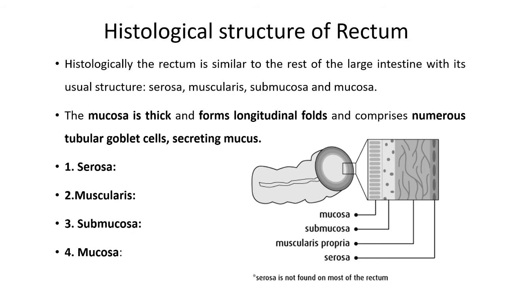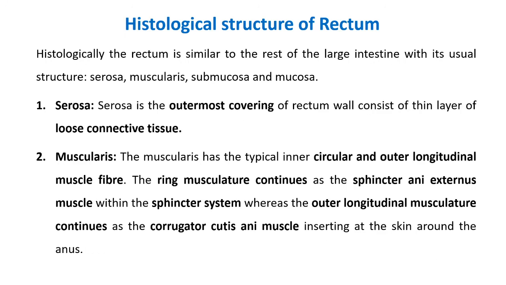As I said, it is a sac-like structure, and this sac-like structure's wall consists of four distinct layers, that is mucosa, submucosa, muscularis propria and serosa. But in case of rectum, serosa is not found, or we can say it is a very thin or the smallest layer of rectum. Then we'll discuss in detail now. Serosa, it is the outermost covering. It is a thin layer of loose connective tissue.